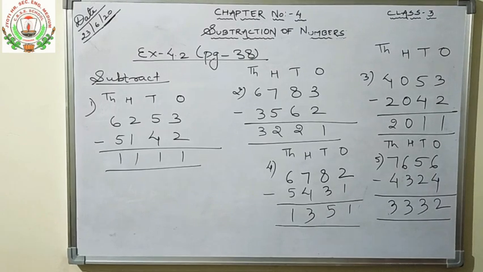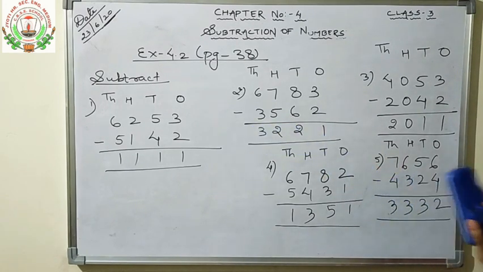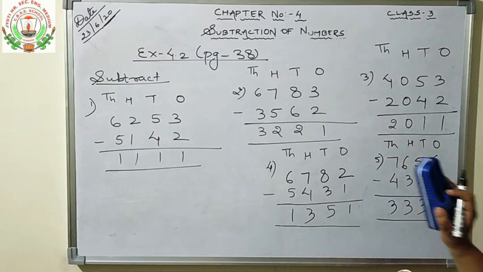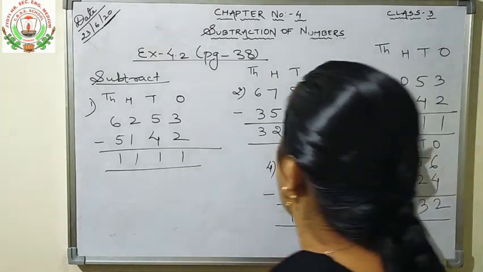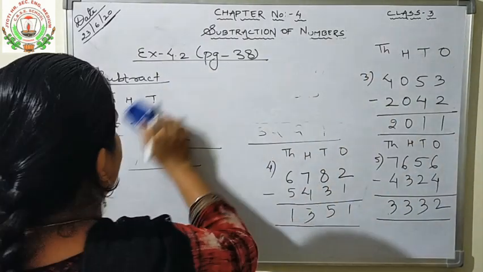Now we will solve question number 19. From question number 1 to 18 you will solve in your book. Like this way only you will solve. Now see question number 19. How we will solve question number 19.